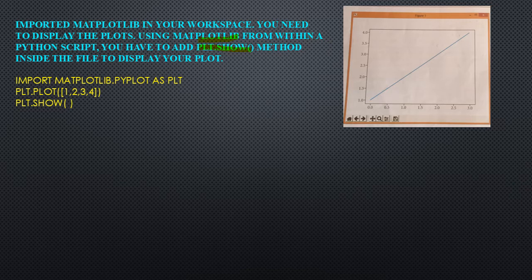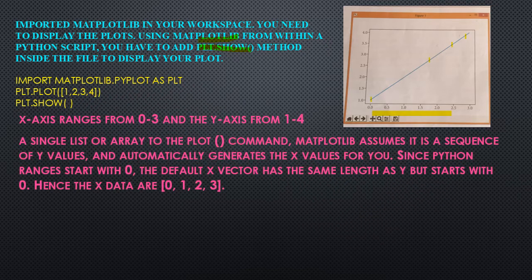Then plt.plot; plot is the basic function. I have given the values 1, 2, 3, 4. Then the plt.show function is given. After show, the output is shown in the figure. All of you listen carefully here. In this figure, the x-axis ranges from 0 to 3, and the y-axis from 1 to 4.